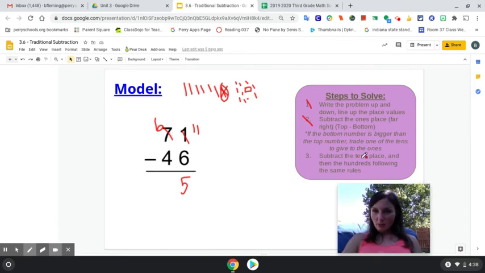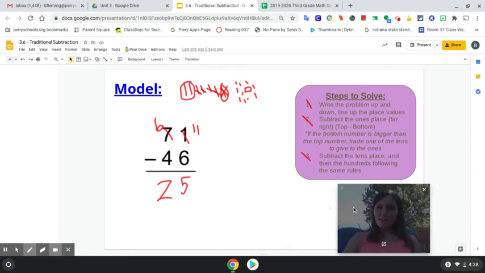So now I'm going to subtract the tens place. 6 minus 4, well, that's 2. So 25, because it's just like if I went up here and took away one long and another long, and another long, another long. So I took away 4 longs. So I would be left with 2 longs and 5 cubes. So it's 25.